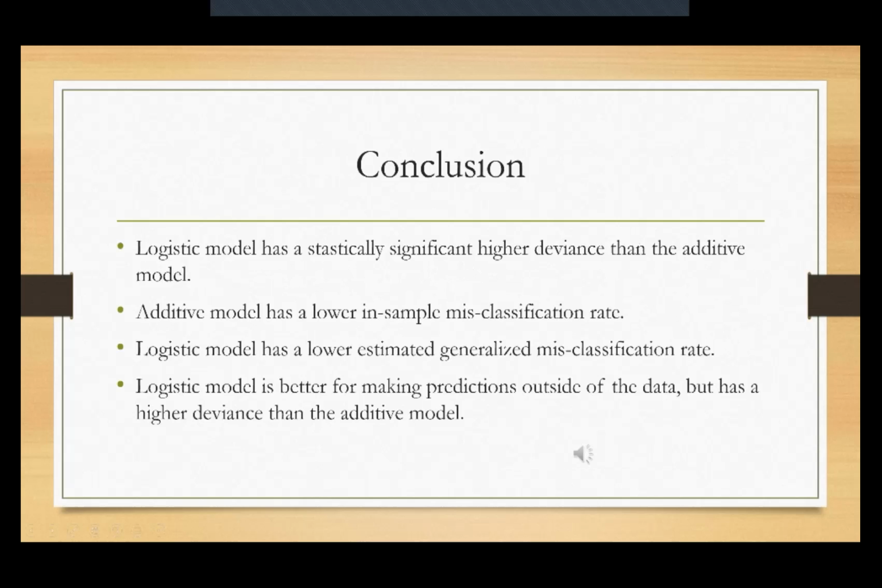Our final conclusions are that the logistic model has a statistically significant higher deviance than the additive model. The additive model has a lower in-sample misclassification rate than the logistic model. The logistic model has a lower estimated generalized misclassification rate than the additive model when estimated by cross-validation. Thus, in conclusion, the logistic model is better for making predictions outside of the data, but has a higher deviance than the additive model.